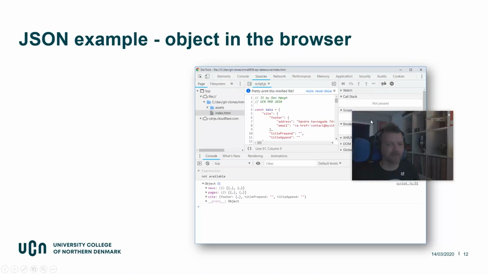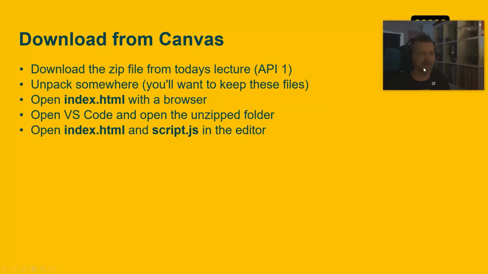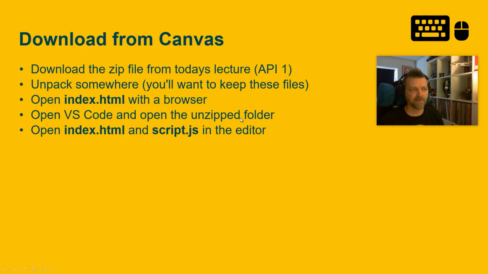We've done that, and we've looked at this, which is nice. Yes, and now it's time for you to download the zip file from today's lecture on Canvas. Unpack it, and you'll want to keep these files. Open index.html with the browser, and then open Visual Studio Code and drag the entire unzipped folder onto there, so that you have the entire project open in Visual Studio Code, not just a couple of files that you want to edit. Yes, and open index.html and script.js in Visual Studio Code. That should be right about it.